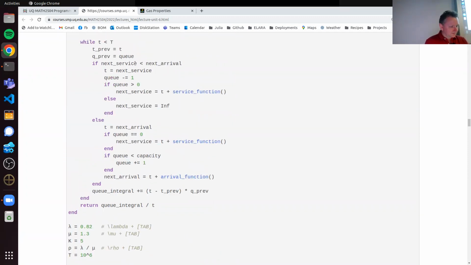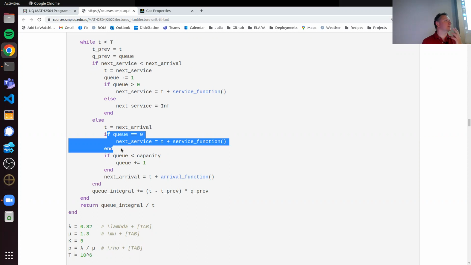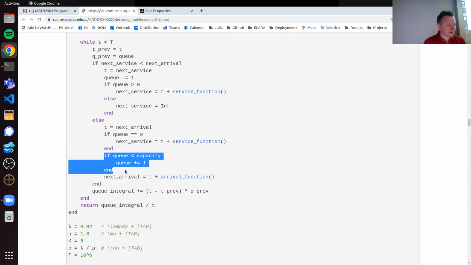The other possibility is the next event is an arrival event, in which case we either start serving someone if the queue is empty, or we add them to the queue, but not if the queue is too big. So in this first block they turn up, and if the queue is empty, then we predict when they'll be finished service. If the queue is not empty, we don't need to do that. But either way, we have to add the person to the queue, but only if they're going to be served. Now, of course, capacity is a positive number, so it doesn't really matter what order you do those two.